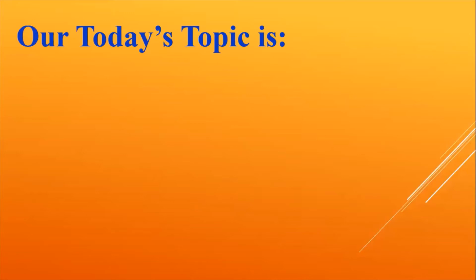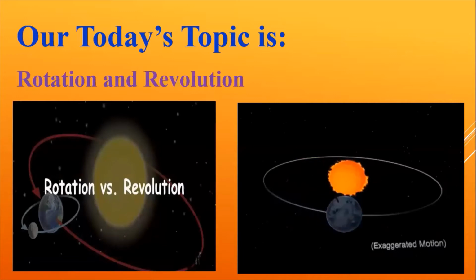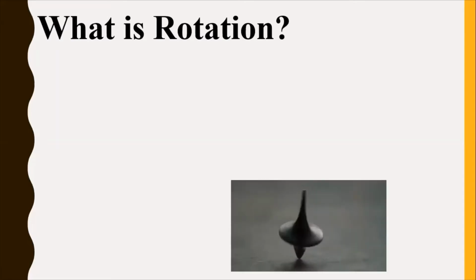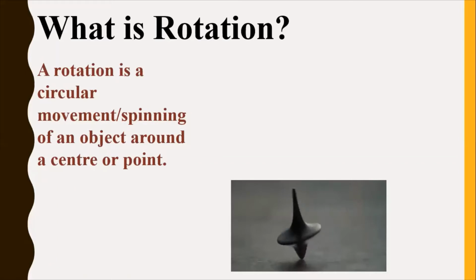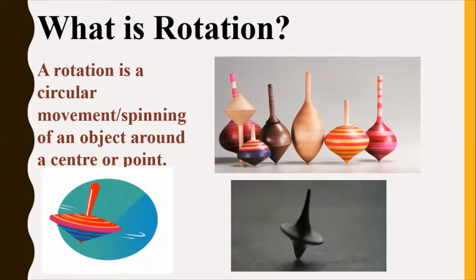So, our today's topic is rotation and revolution. Let's see what we are going to learn today. Firstly, we need to know what is rotation. Rotation is a circular movement, spinning of an object around a center or a point. As you can see in the picture, the spinning top is moving on a particular center.